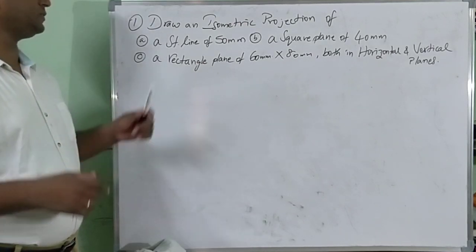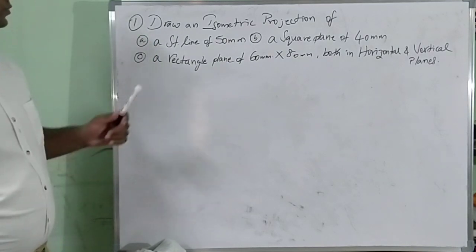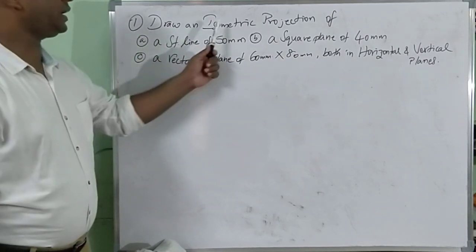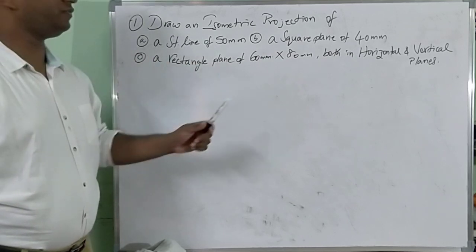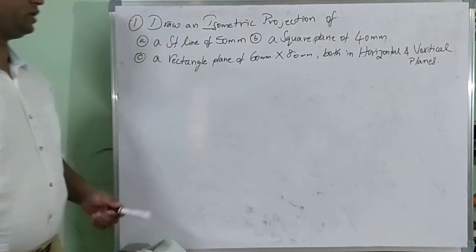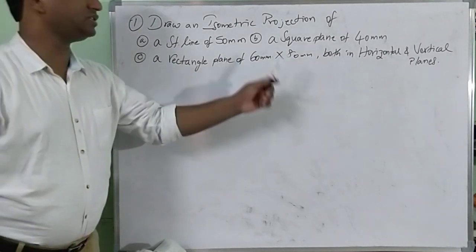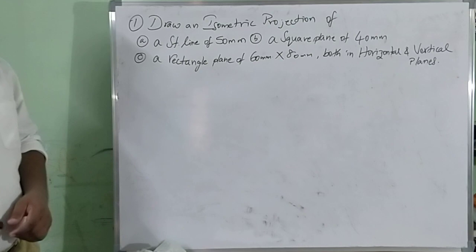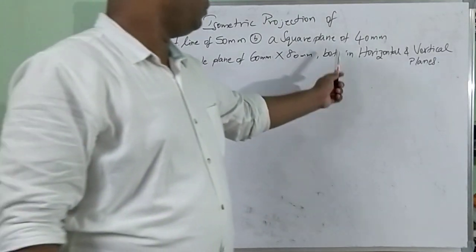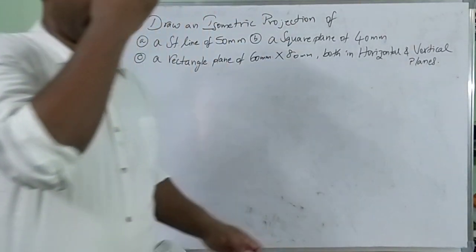Continuing with the problems, this is the first problem. Make a note of that. Draw an isometric projection of three subparts: a straight line of 50 mm, a square plane of 40 mm, a rectangle plane of 60 mm by 80 mm, both in horizontal and vertical planes. Now here comes this condition, both in horizontal and vertical planes.